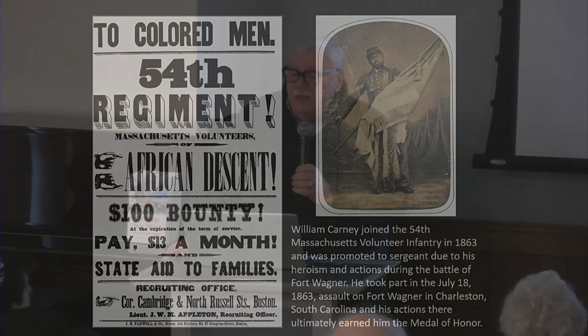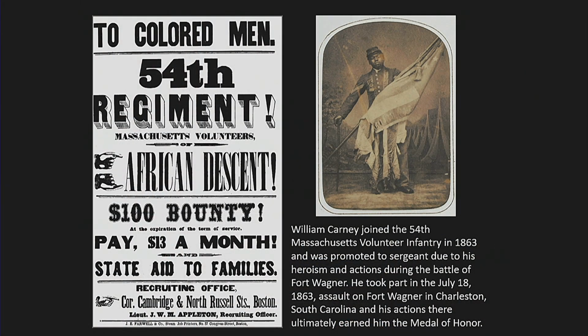were actually encouraged. And it says here on a broadside, to colored men, 54th Regiment, Massachusetts Volunteer, African descent, they offered a $100 bounty at the expiration of the term of service. It doesn't sound like a lot of money, but a very wealthy family could live on $2,000 a year at this time. It offered pay of $13 a month and state aid to families. So many people would join because their families would at least be protected, and they could then serve as a member of the Union Army, not as black members, but as a true member.